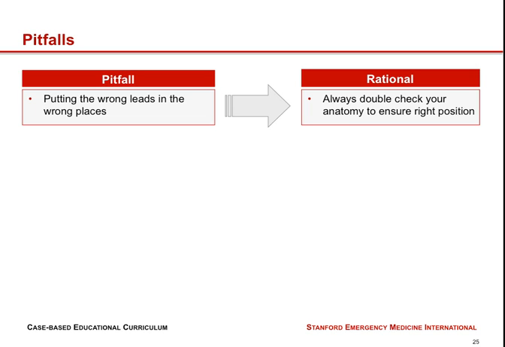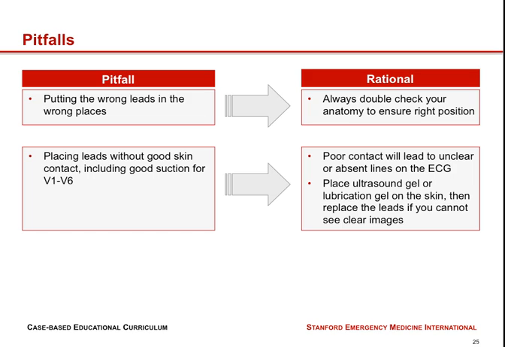But you should always double check your anatomy to ensure the right position. If you don't do so, putting the wrong lead in the wrong place could lead to an ECG that doesn't make any sense, or one that misleads you into thinking that a patient is more or less sick than they actually are. Another pitfall is placing leads without good skin contact, including good suction for those precordial leads V1 through V6.